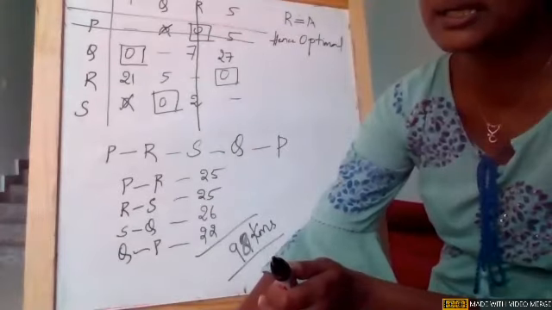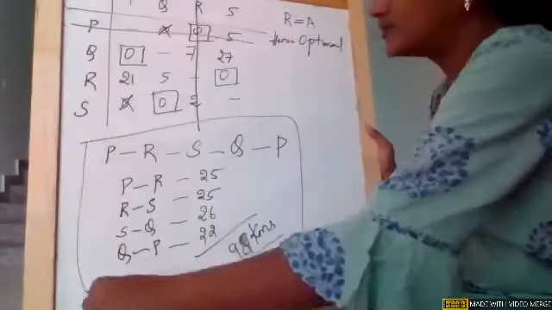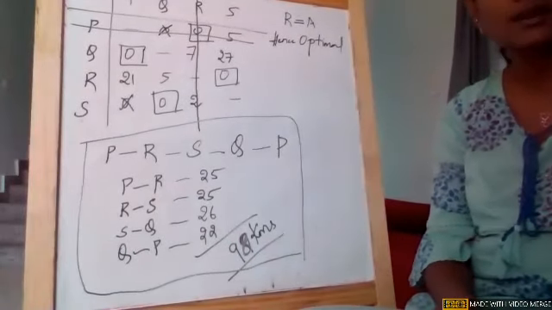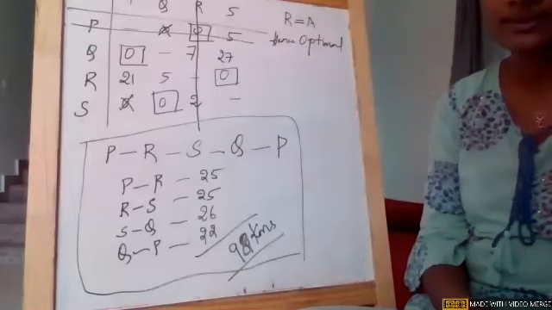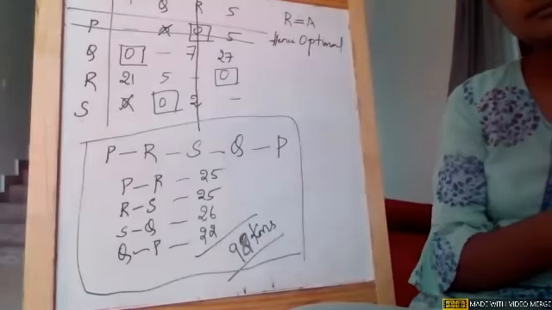You need this representation. See, this representation is very, very important. Without this, you're not going to get marks for a traveling salesman problem. Okay? Am I clear? Yes, ma'am.